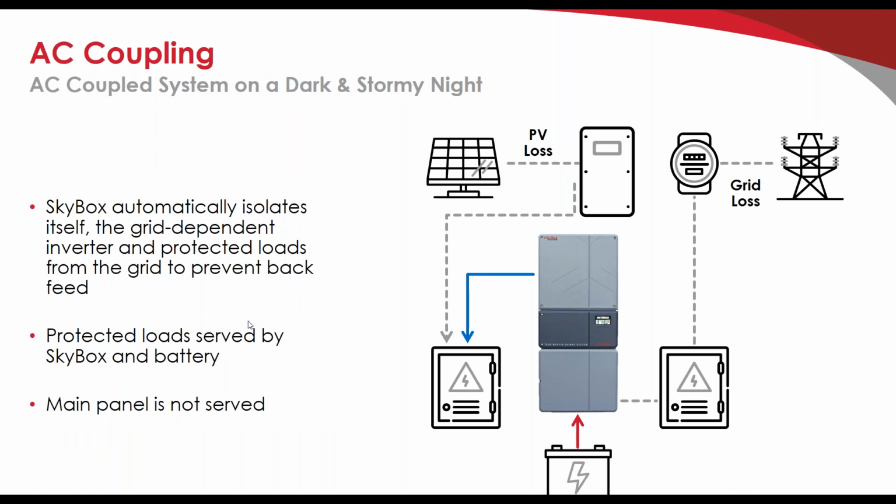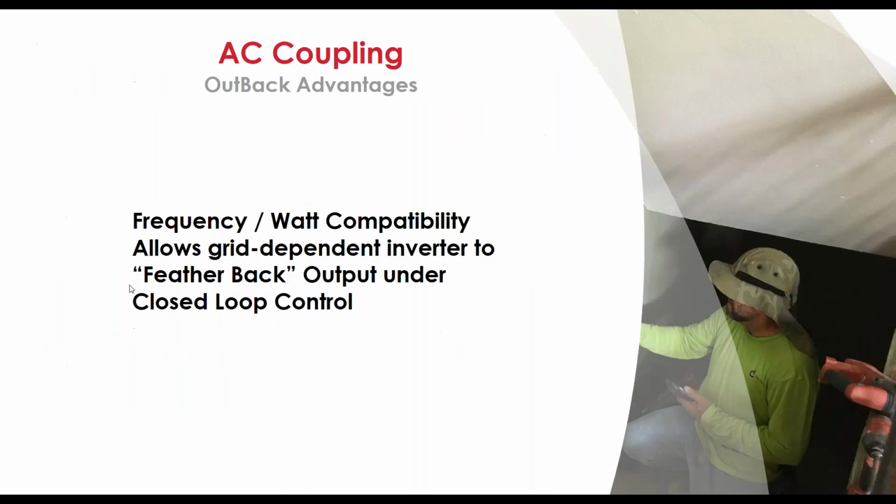And then, of course, on a dark and stormy night, when you've lost grid and you don't have that grid-dependent inverter producing PV power, SkyBox maintains its automatic isolation from the grid. The grid-dependent inverter and the protected loads are isolated from the grid. There's no feedback. And then the protected loads are served by SkyBox and the battery. The main panel is still not served.